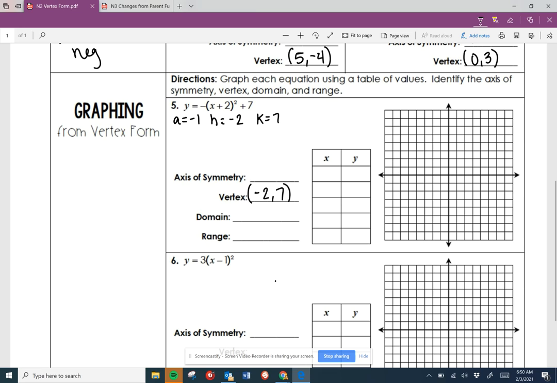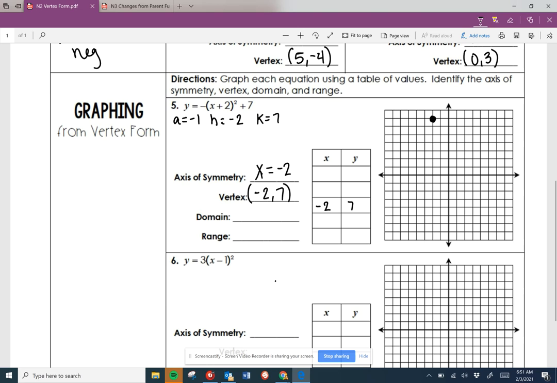Okay, so our vertex here is going to be -2, 7. We can go ahead and put that on our graph. -2 is left 2, and then up 7. So 1, 2, 3, 4, 5, 6, 7 up here. Now, our axis of symmetry, remember, has to go through the vertex, so that's going to be x equals -2. When you do the table, it's always best to put the vertex in the middle, so that way you'll have similar y values on either side of the vertex.